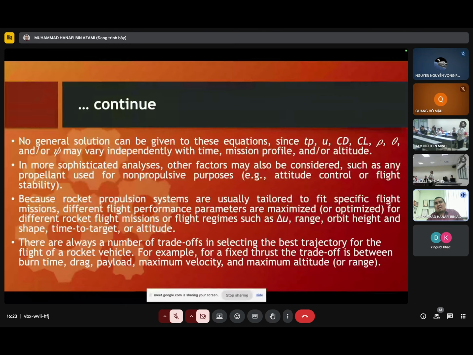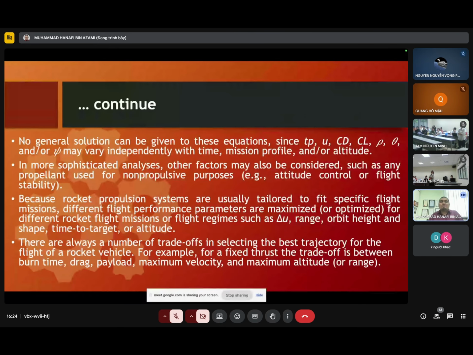And then another thing, if you want to bring a lot of propellant, which is zeta, you want to increase the zeta, your rocket body will be fatter, will be bigger, and this will increase the surface area, which results in an increase in drag. So these are the trade-offs.